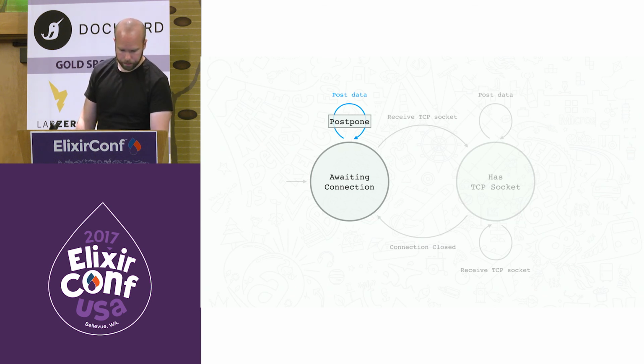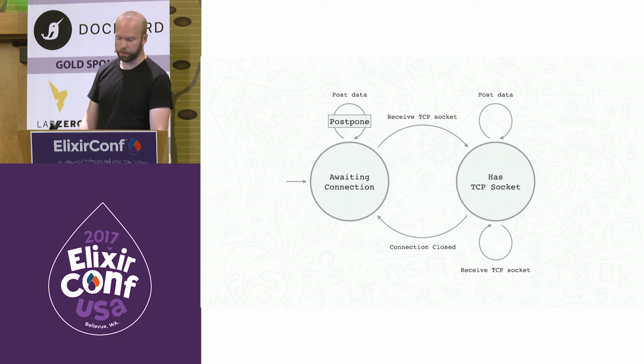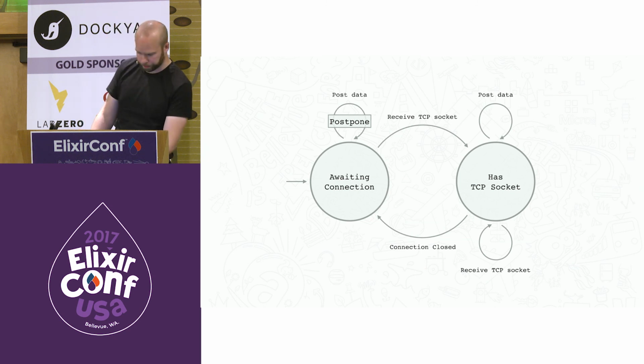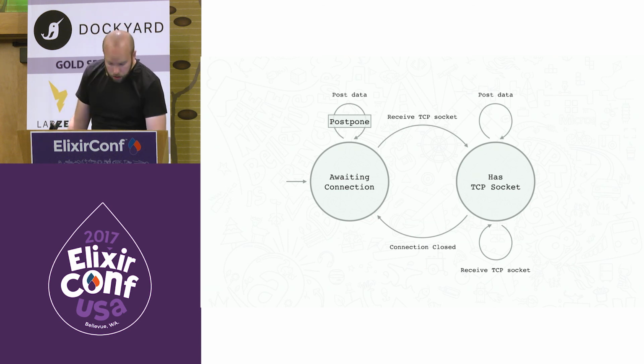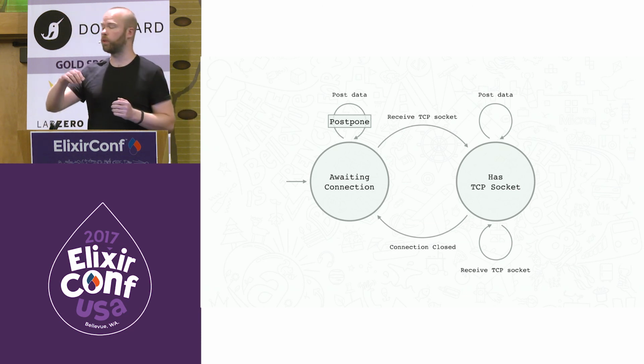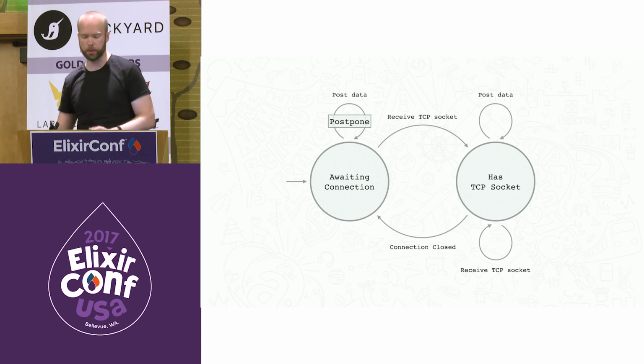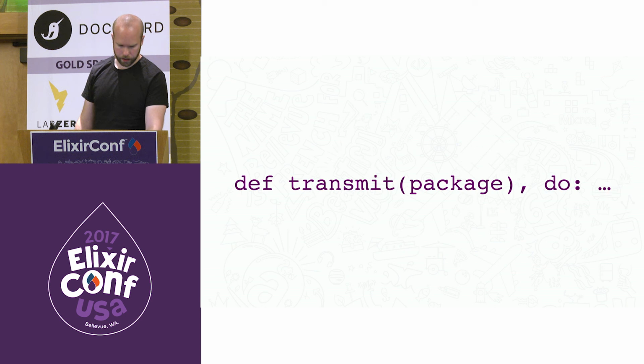So we are now able to post messages in any state and send them when the transmitter is available. This is useful if we initialize our client and we try to send a message before we have connected to the broker. So we define a transmit function that will just take data and then do whatever it needs to encode it to the correct format and then pass it on to the TCP socket.